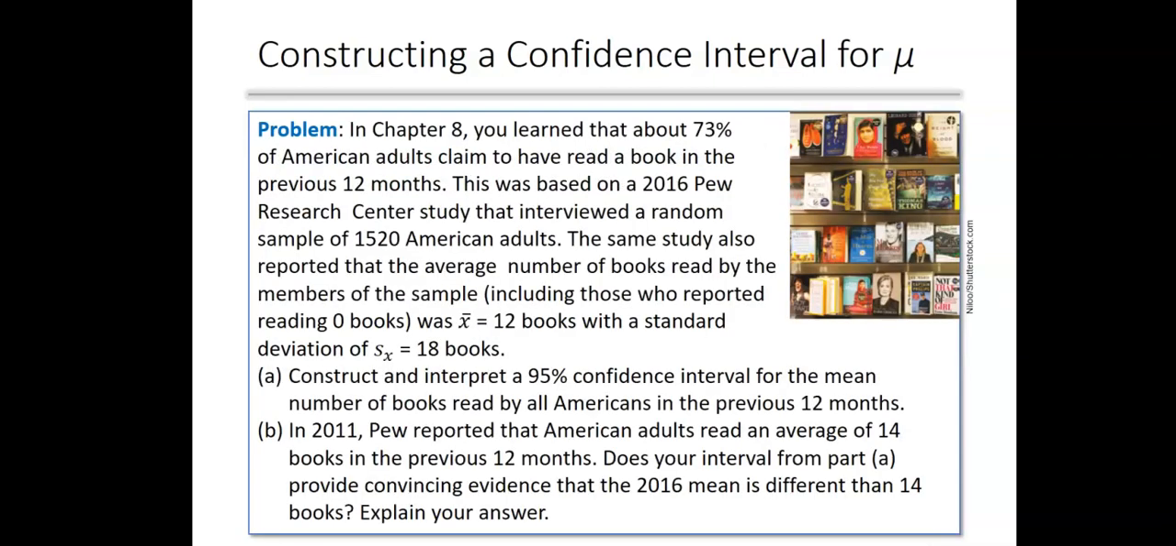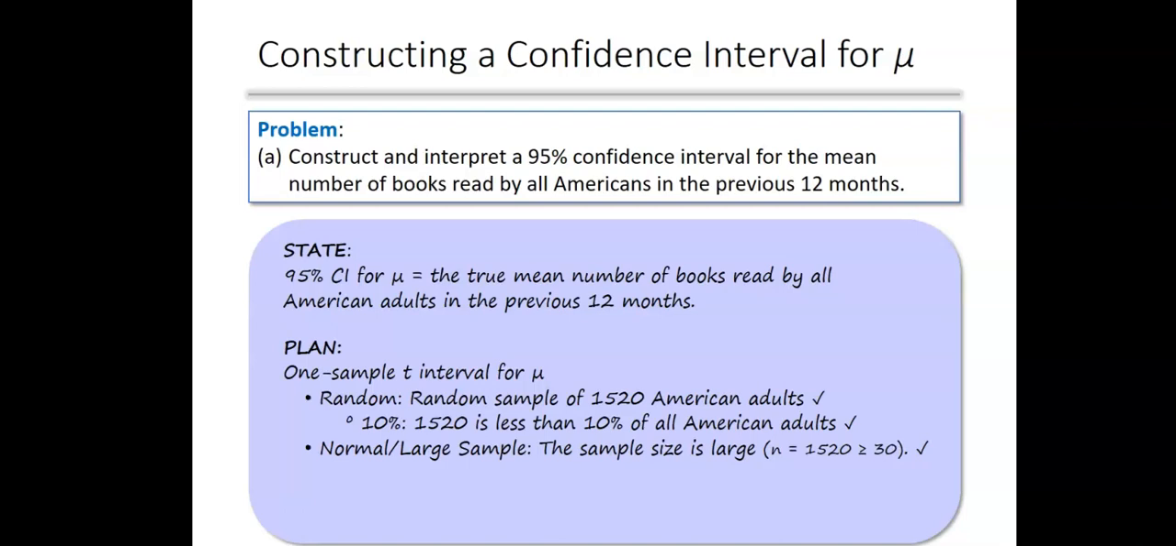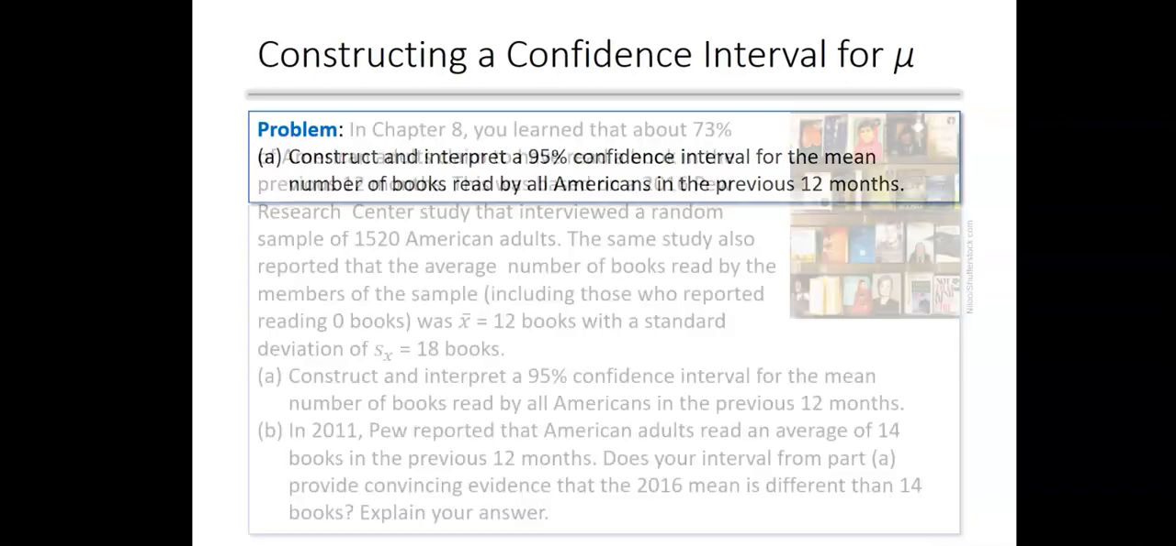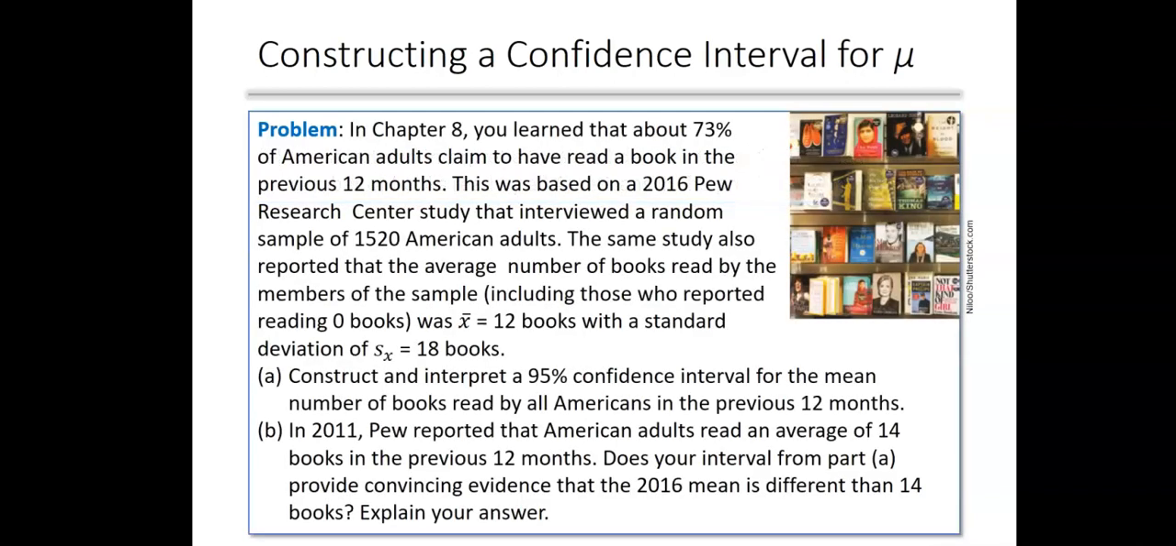Okay, so now plan. The name of the test is called a one sample t interval. You would check the conditions. So random sample, I like to underline that in the paragraph and then write the words random sample with an arrow to that. Less than 10%: 1520 is certainly less than 10% of all Americans. And is the sample size large enough? 1520 is greater than or equal to 30. So yes, that works. Those are the three conditions that were tested there. So those all work. By the way, it's called a one sample t interval if you didn't catch that.